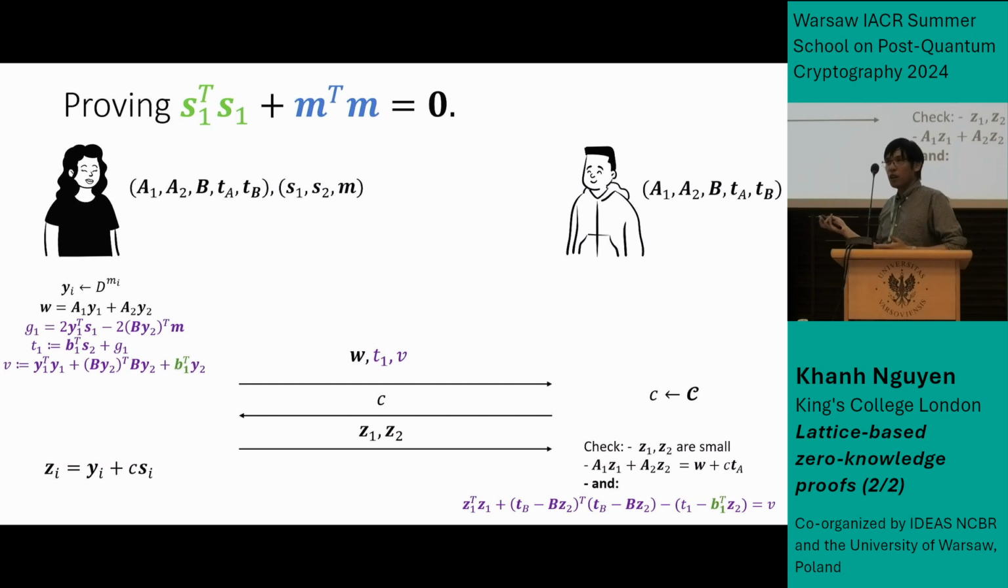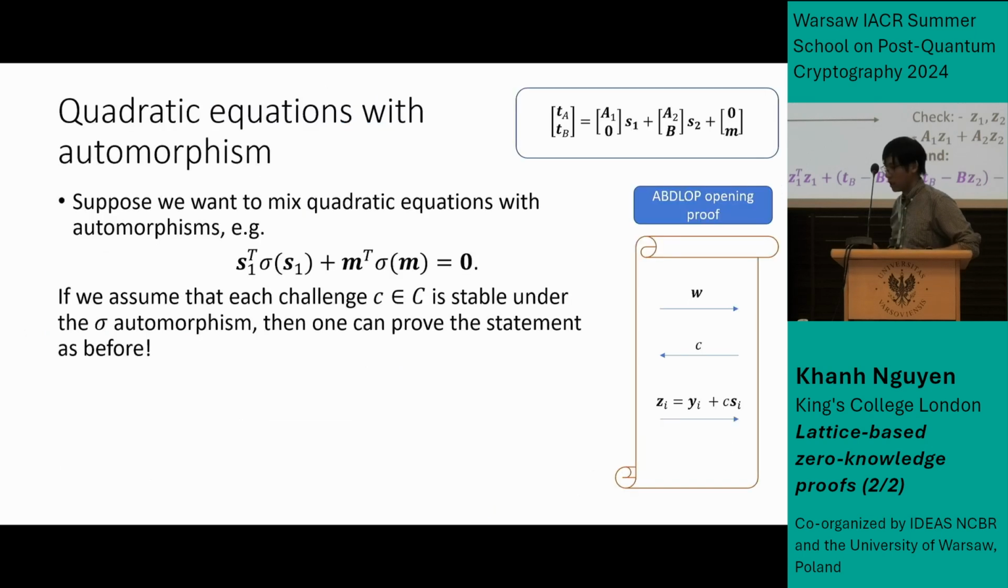But additionally, to argue that the quadratic equation holds, we need this check, which I described before. So all the left-hand side is what the verifier can compute. And the right-hand side was this resulting term which we send to help the verifier to check. Any questions so far? Okay, so it's a bit more complicated.